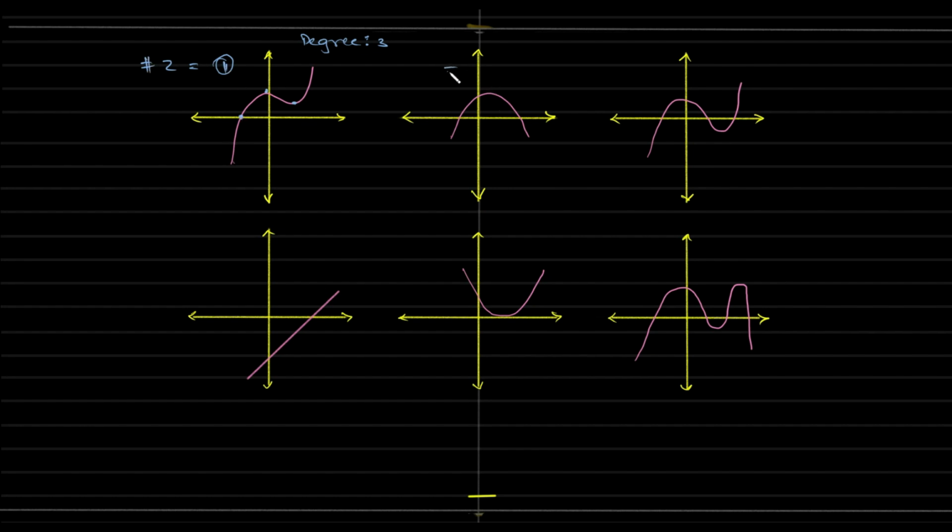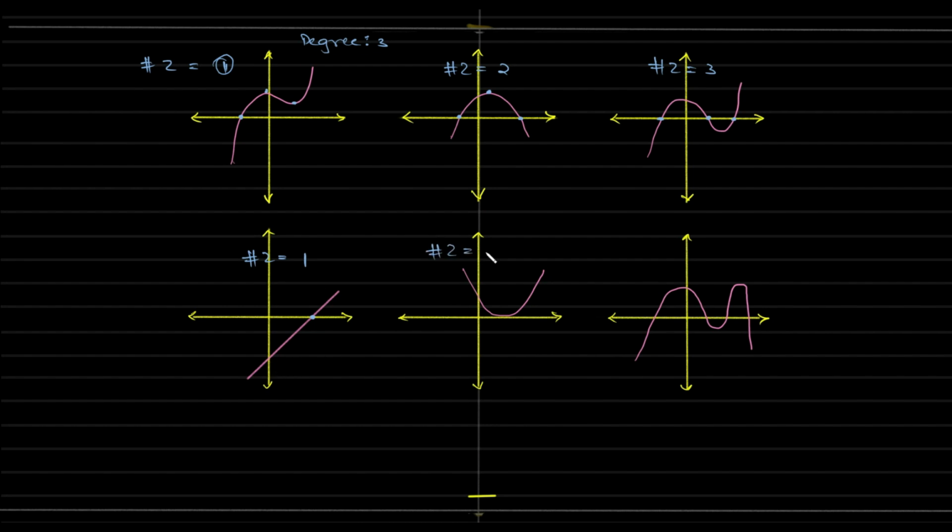Here the number of zeros is 2, and it's a quadratic polynomial. There is only one bend. The number of zeros here is 1, 2, 3. Here the number of zeros is 1. Remember, it is only the x-axis that counts, not the y-axis.